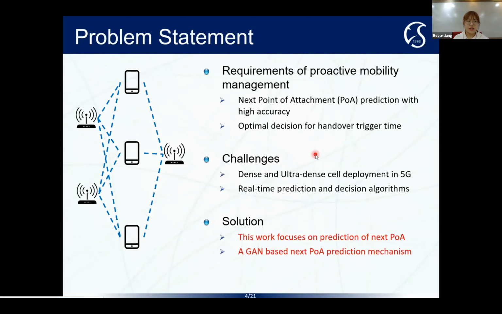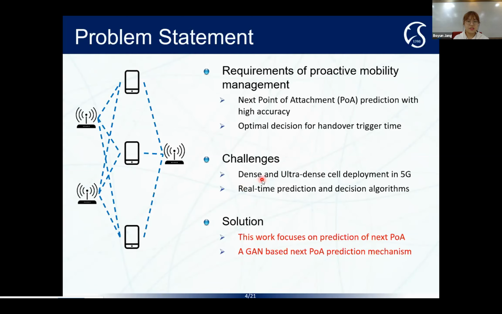Two things are required for proactive mobility management. First thing is next point prediction with high accuracy, and second thing is optimal decision for handover trigger time. For these POA prediction requirements, there are some challenges to deal with.